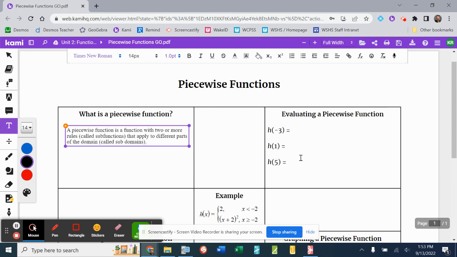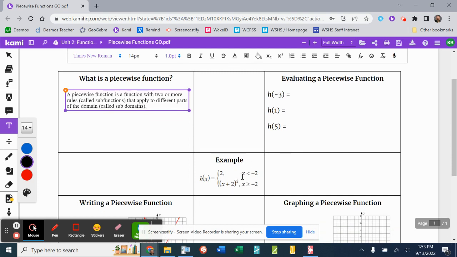So for evaluating a piecewise function, let's use this example here in the center. Using function notation, it lists the function name, h in this case, and it wants to know what the value of the function is at -3. Well, h is not a single function. It actually has two rules, just like in the definition, or two subfunctions. And next to it, it specifies what part of the domain each rule is applied.